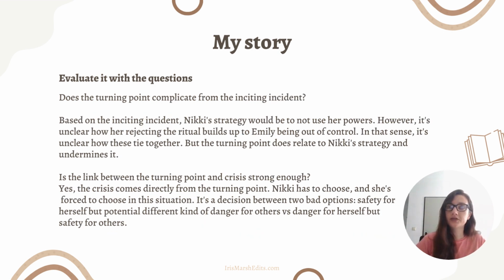Then the next question, does the turning point complicate from the inciting incident? So based on the inciting incident, Nikki's strategy would be not to use her powers. However, I do feel it's a little unclear how her rejecting the ritual would build up to Emily being out of control. Like, there's no really clear tie here. The turning point does relate to Nikki's strategy, and it does undermine that strategy. So some things are good, some things could be better here.